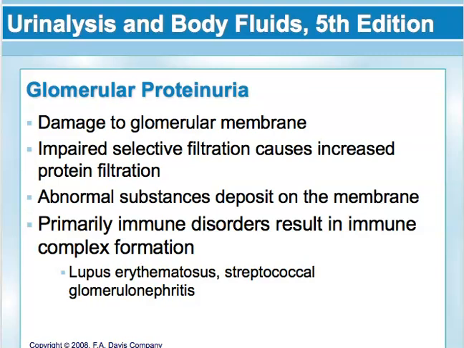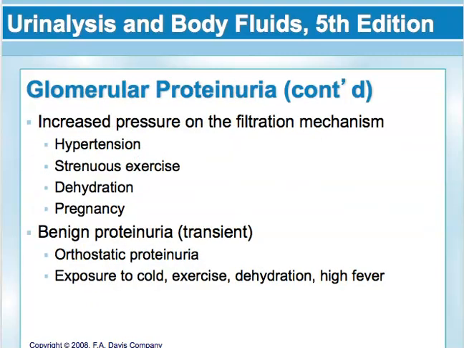So this is mainly seen in autoimmune disorders such as lupus and streptococcal glomerulonephritis. You've got increased pressure from the blood entering the glomerulus that may override the selective filtration of the glomerulus, which can cause increased albumin to enter the filtrate. This can be seen in conditions like hypertension, strenuous exercise, dehydration, and preeclampsia during pregnancy.